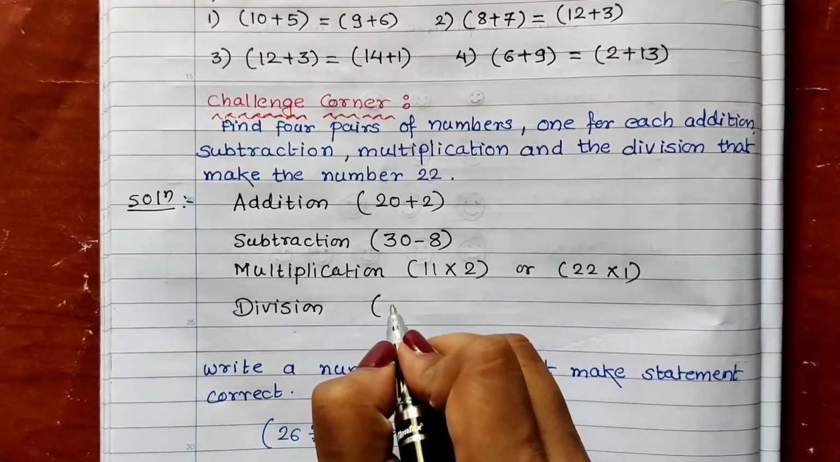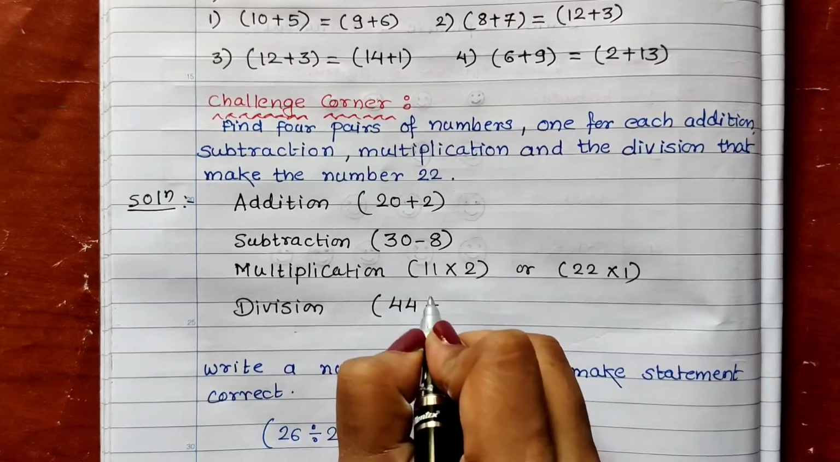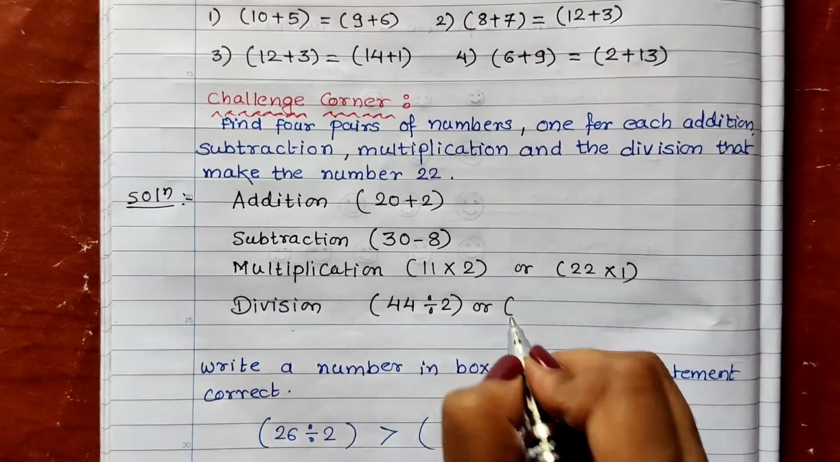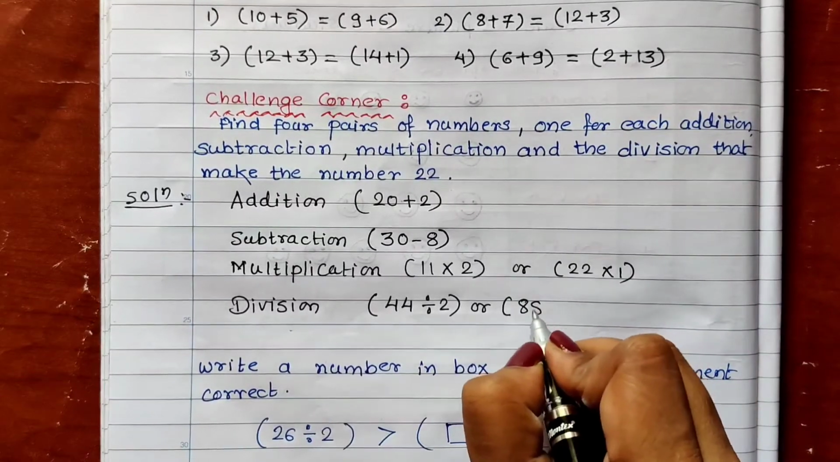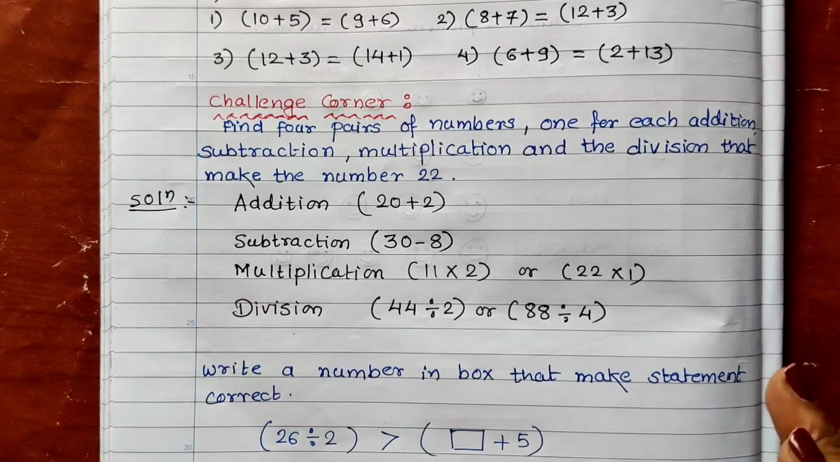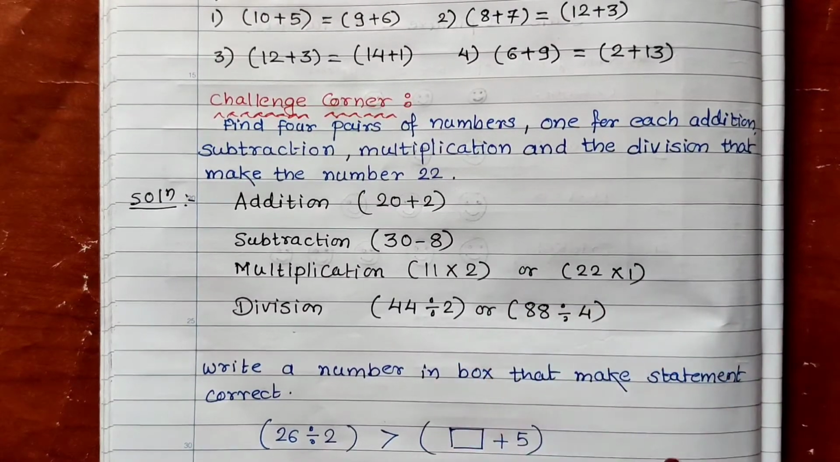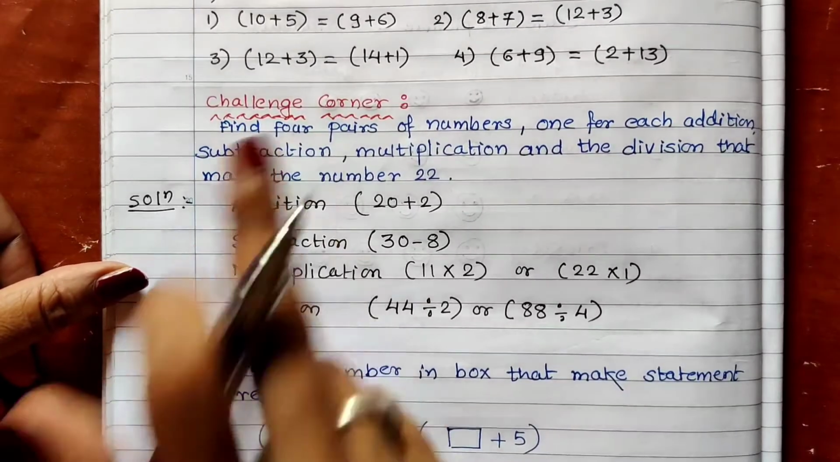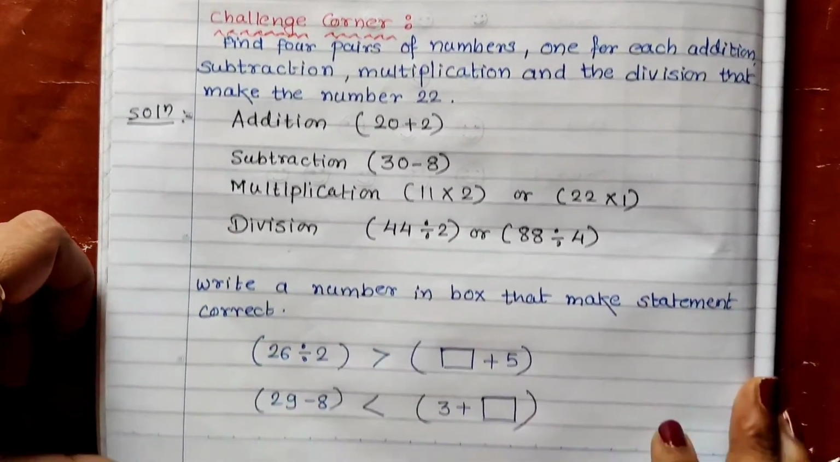For division, we can write 42 divide by 2, 21, or you can write 88 divide by 4, 22. It is up to you what you write. So any one bracket you will have to write here. Okay, so in this way you can write the answer for this question.